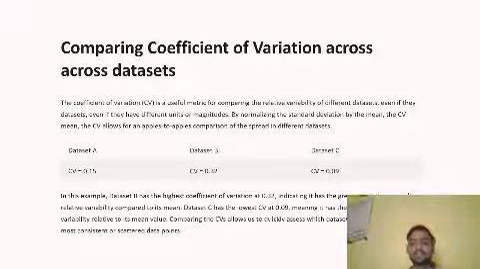Zero point 32, the highest, has the greatest relative variability compared to its mean in the dataset. C has the lowest CV at 0.9, meaning it has the least variability relative to its mean value. Comparing the CVs allows us to quickly assess which dataset has the most consistent data points.